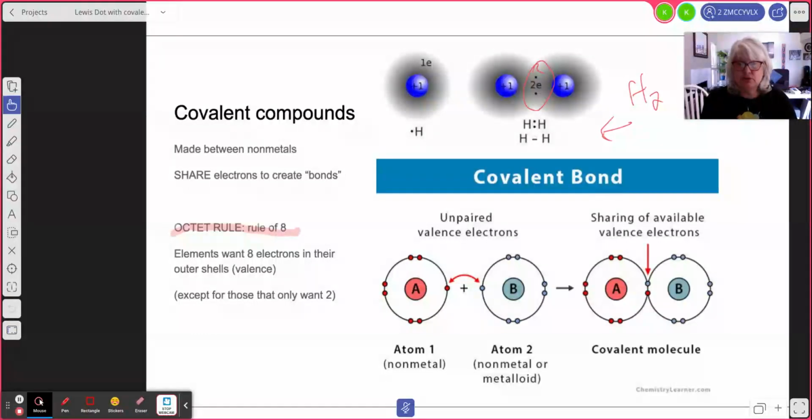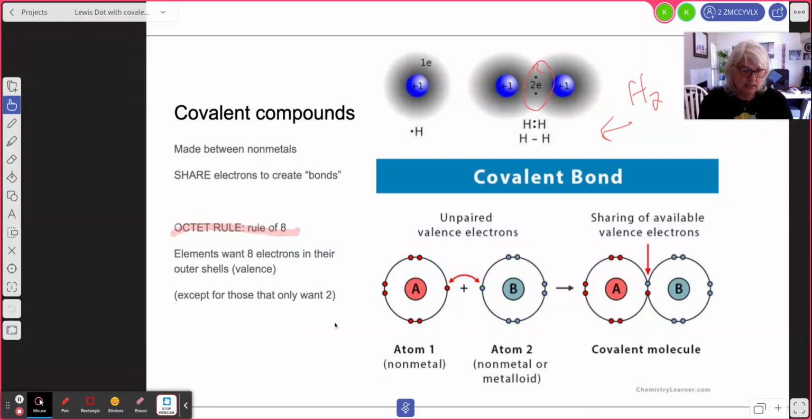The octet rule is very important. Most elements in the periodic table want the outermost valence shell filled with 8 electrons. That's called the octet rule. Now, there are some exceptions, right? The ones that only want the innermost energy shell filled, like hydrogen and helium, only want 2, as you can see in this picture above. So make sure you know how many valence electrons they want, okay?